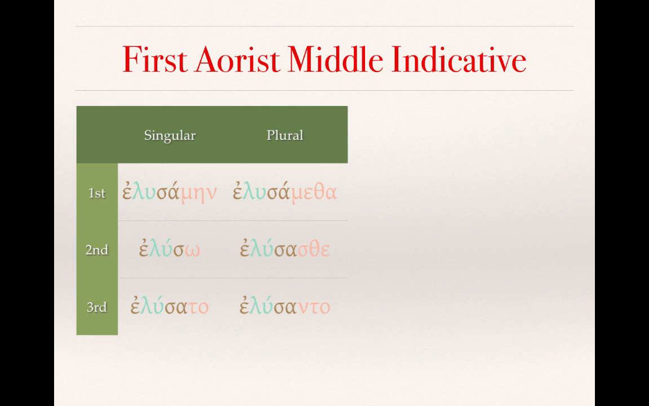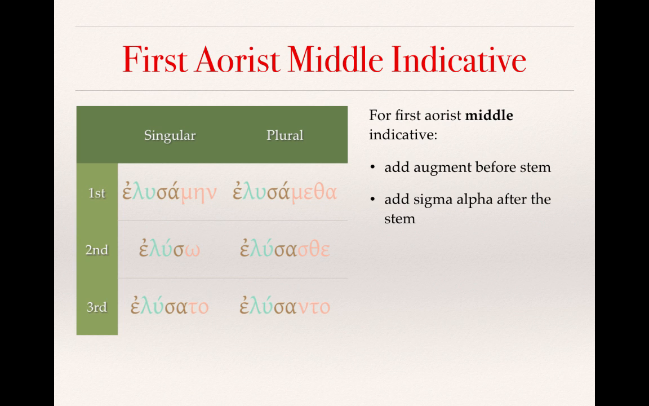Once again, just a few notes about the first aorist middle indicative. Once again, we see the addition of the augment before the stem. We've added the sigma alpha after the stem in all forms but the second singular. And then we add endings from the present middle passive indicative that we've seen.